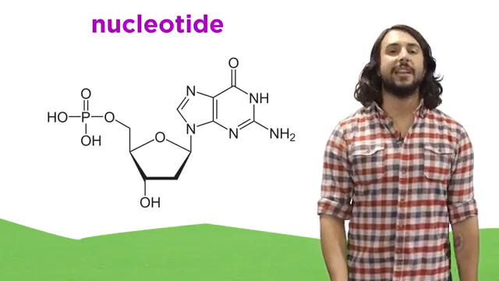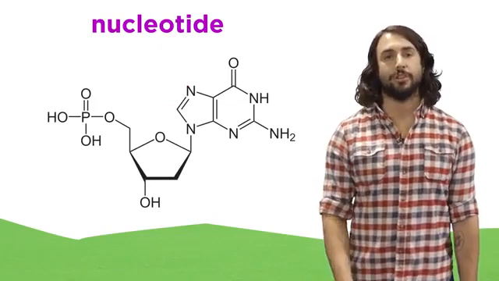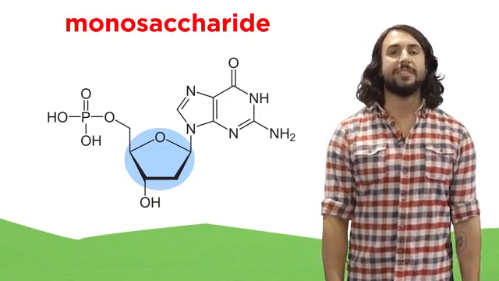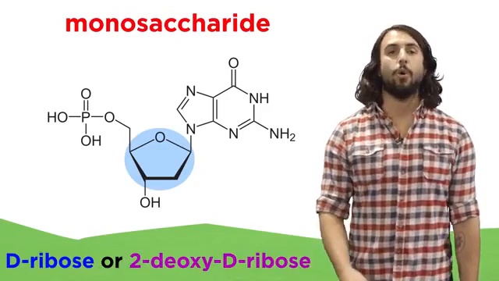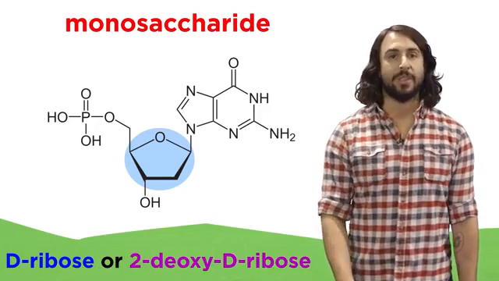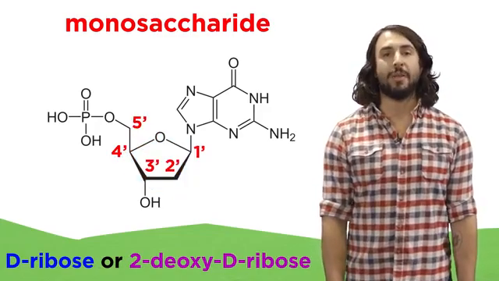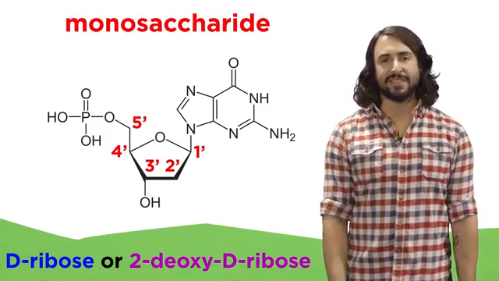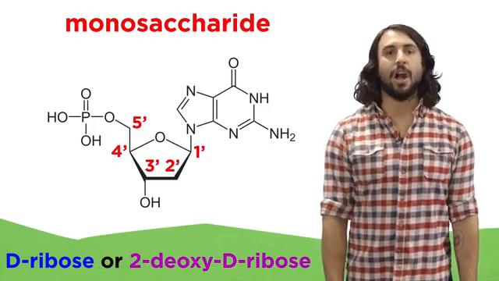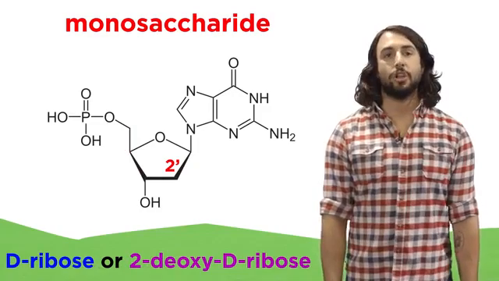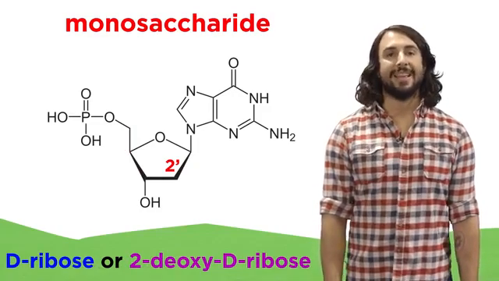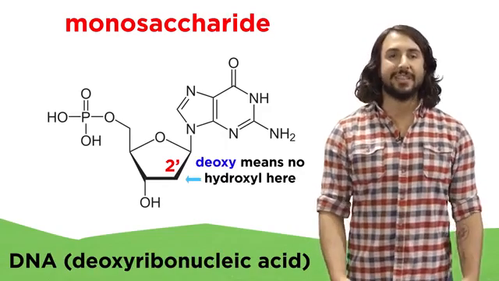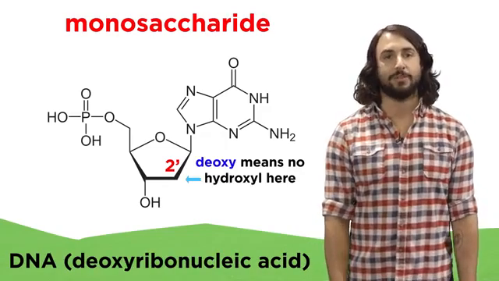A nucleotide is a molecule that has three sections. First, there is a monosaccharide, which is always either D-ribose or 2-deoxy-D-ribose, and we can number the carbons 1' through 5'. The difference between these has to do with the presence or absence of a hydroxyl on carbon 2, and these sugars will specifically occur in RNA, or ribonucleic acid, and DNA, or deoxyribonucleic acid, respectively.